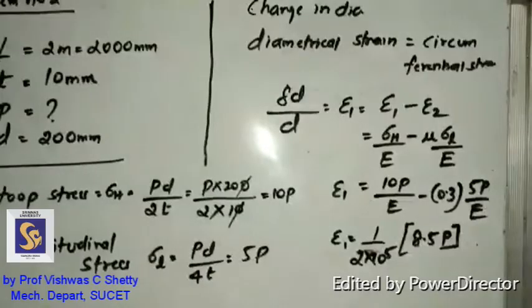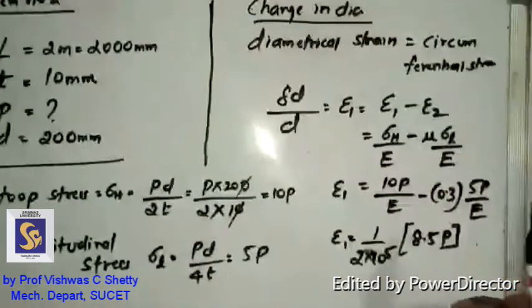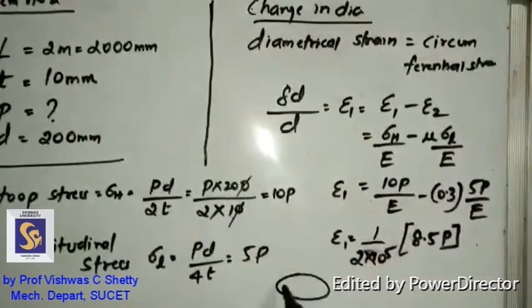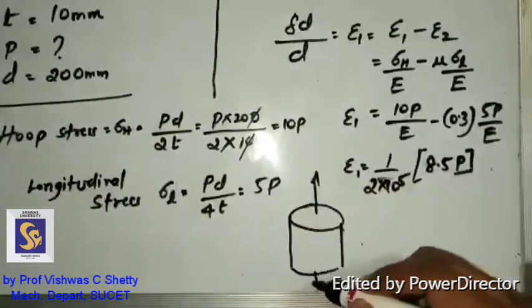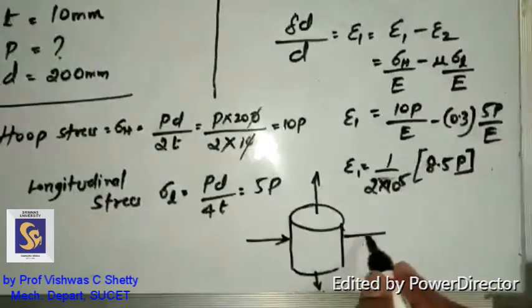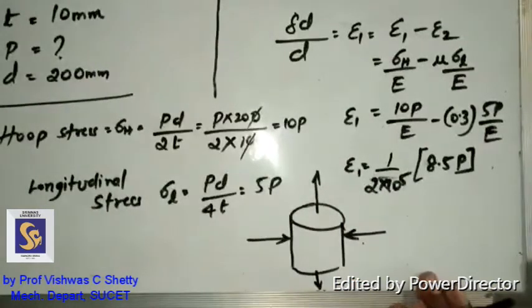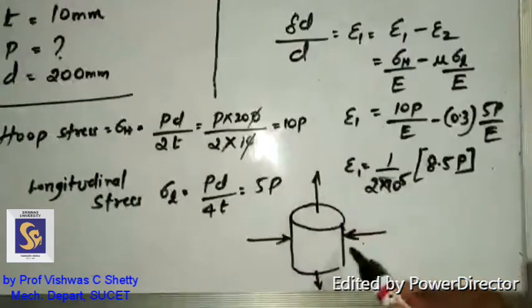Similarly, what other strains are there? So change in diameter is over. Change in length. So when you consider change in length, we have to consider this is a cylinder. You are assuming that the change in this direction is positive, which is more compared to the change in the circumferential direction. So this will be taken as compressive and this will be taken as tensile in nature.